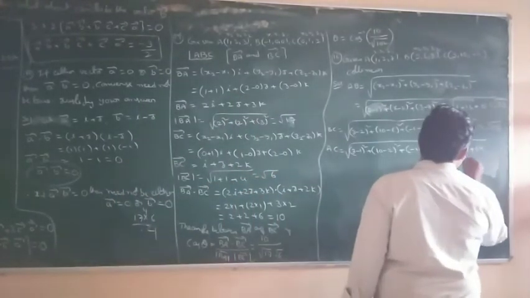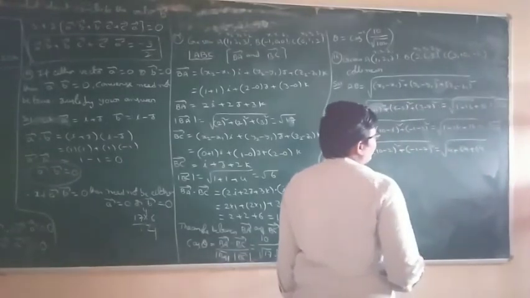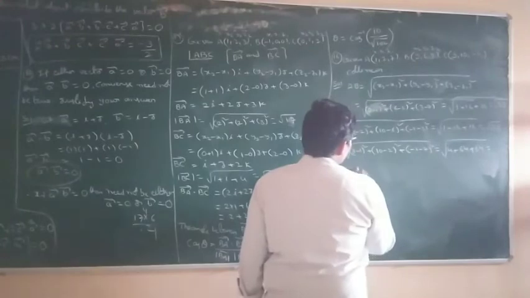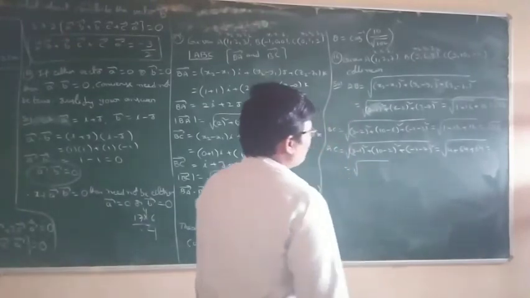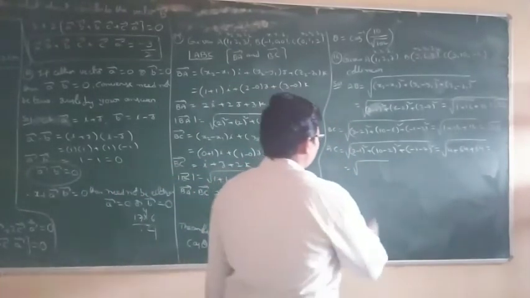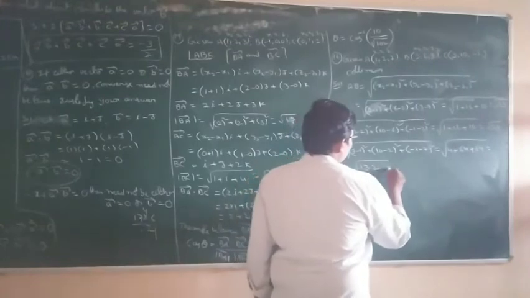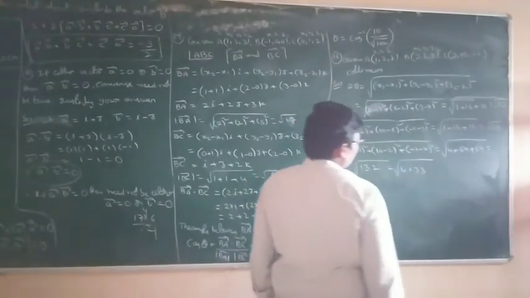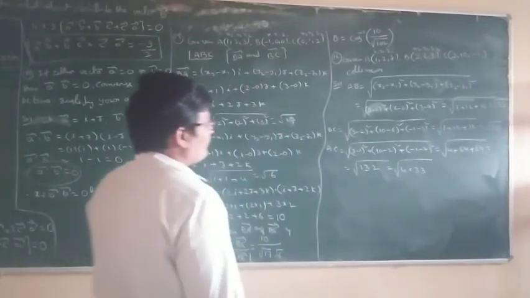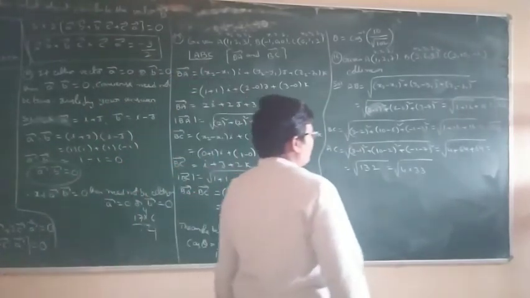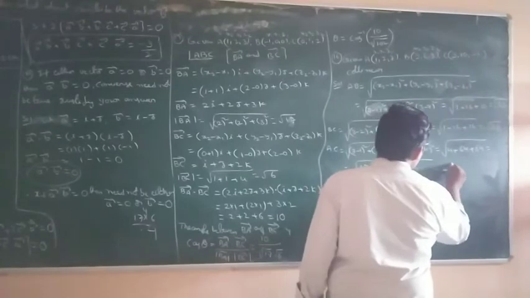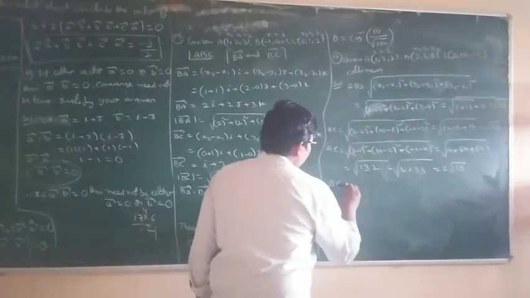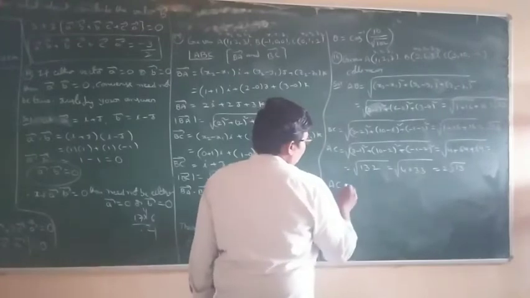So that is equal to root of 132. 132 is equal to 4 into 33, so root of 132 is 2 root 33. So AC is equal to 2 root 33.